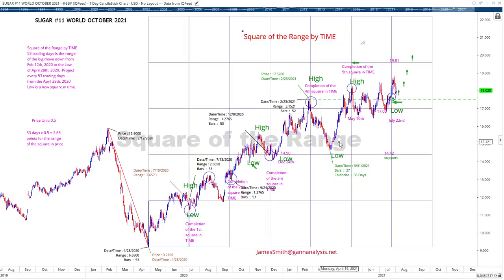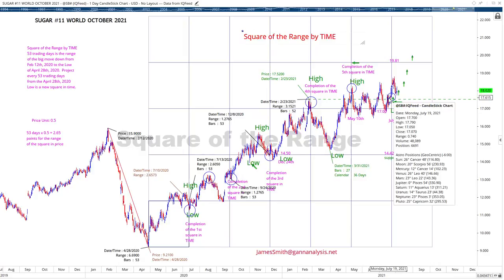So again, this is just one tool, not all the tools. I can't show you everything in one go, but today I wanted to show you the square of the range by time. And this shows you how it works. You could do this by hand, but it's better with software. But I just think it's interesting that if you follow whatever you're looking at, in this case we're looking at sugar, but you could apply the same sort of thing to forex, bonds, stocks, commodities, even crypto. So the idea is that we're looking for how a particular market is going to go forward in time and price, and when it's going to be in balance.